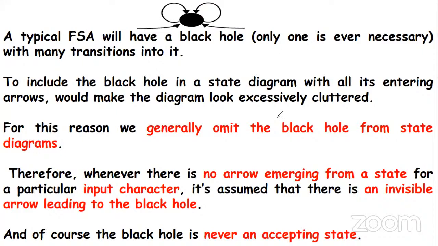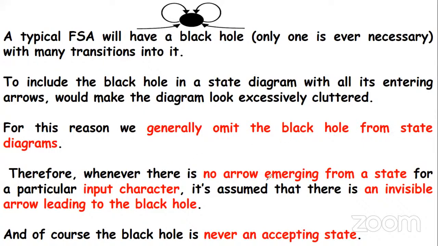Right. So going forward, a typical FSA will have a black hole. Only one is ever necessary, with many transitions going into it. To include the black hole in a state diagram with all these extra arrows would make the diagram look excessively cluttered. For this reason, we generally omit the black hole from state diagrams.